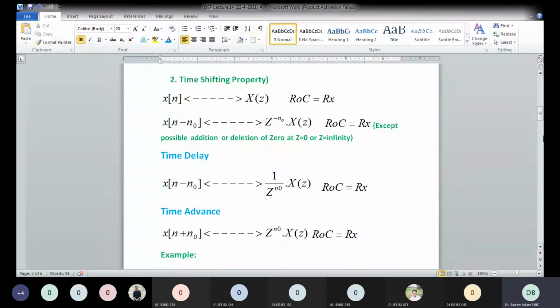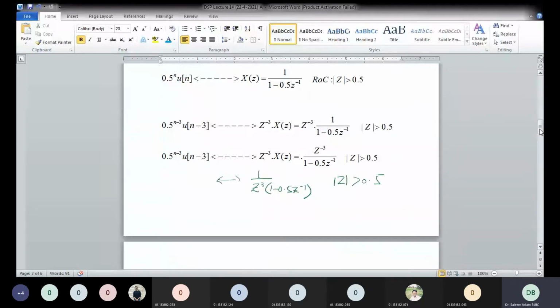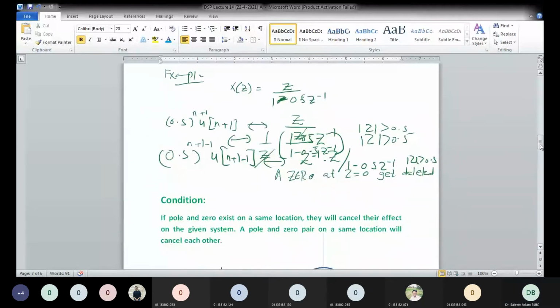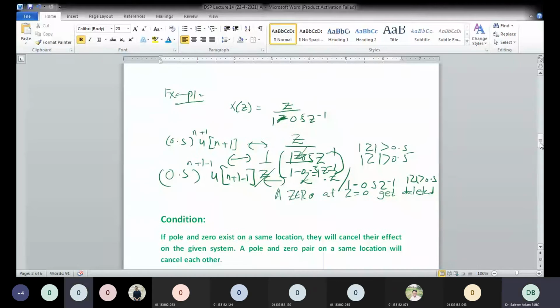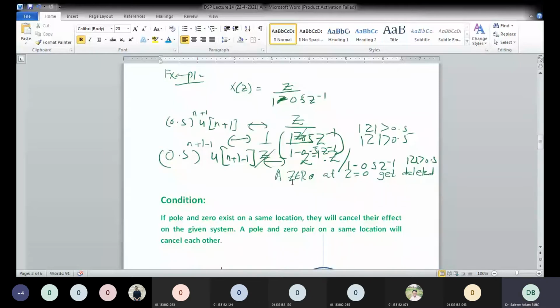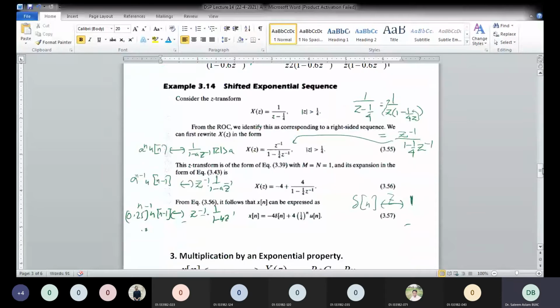So hopefully with all this discussion, example and clarification, explanation, the concept is clear to you. ठीक है बेटा? Yes, sir. ठीक है, so let's move to the example that is given in your book. That is example 3.14. Shifted exponential.